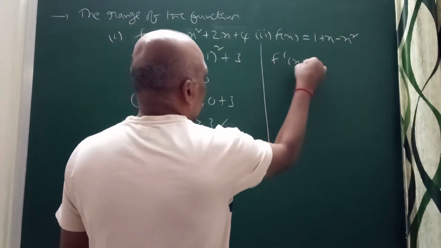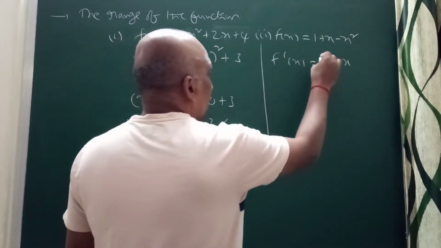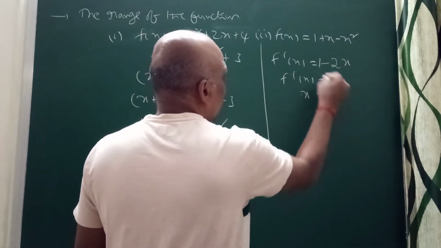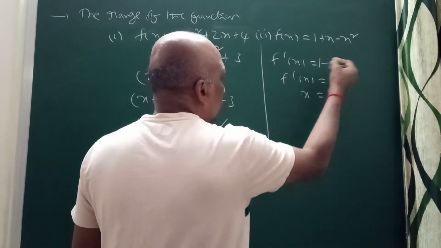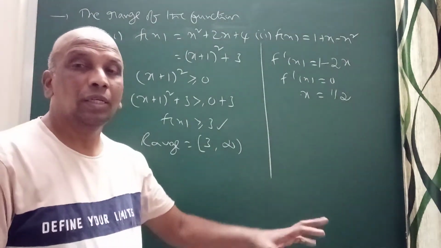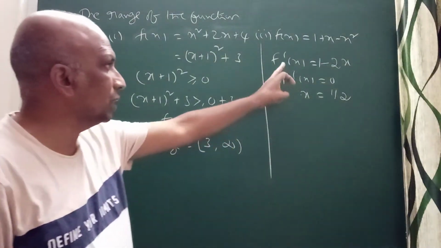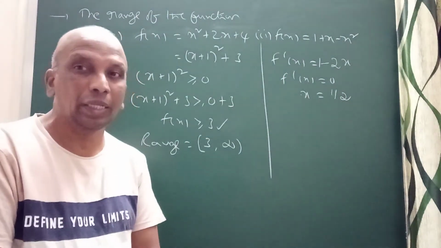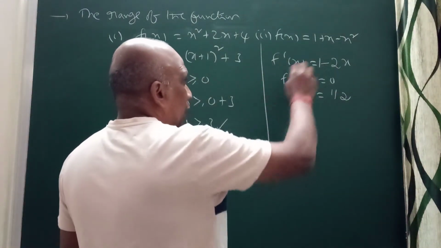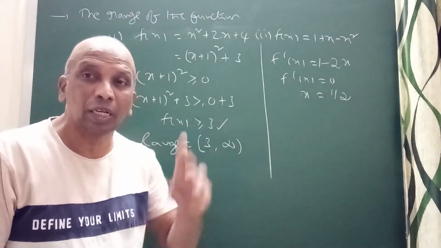If you find f dash of x, this will come as 1 minus 2x. So f dash x equal to 0. It becomes 1 minus 2x equal to 0, and you will get x equal to 1 by 2. So this function has a maximum at x equal to 1 by 2. Even if I find the second derivative, you will get minus 2. If you use the second derivative test, minus 2 means you get a maximum. Even I can check here. When I got x equal to 1 by 2, I told you this is a downward parabola. Definitely this function has a maximum value.